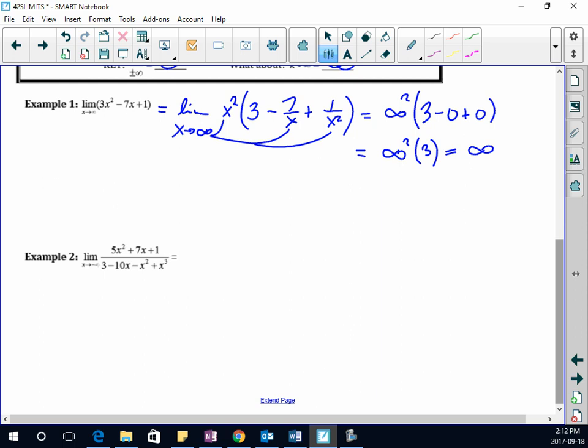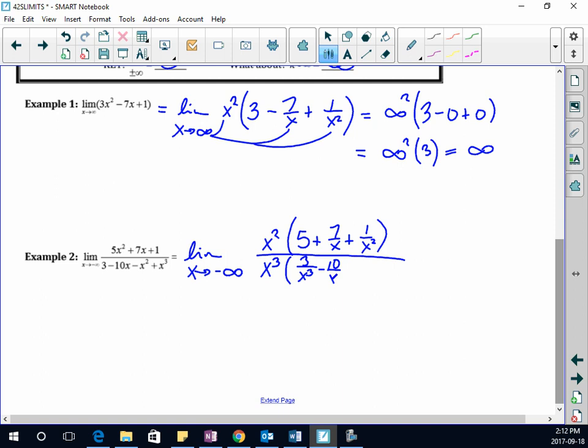So what's the technique? We're going to factor out the highest power of the numerator. Well, that is a x squared. Then we're left with 5 plus 7 over x plus 1 over x squared divided by, what's the highest power at the bottom here? X cubed. So I'm going to factor out an x cubed. And then we're left with 3 over x cubed minus 10 over x squared minus 1 over x plus 1.